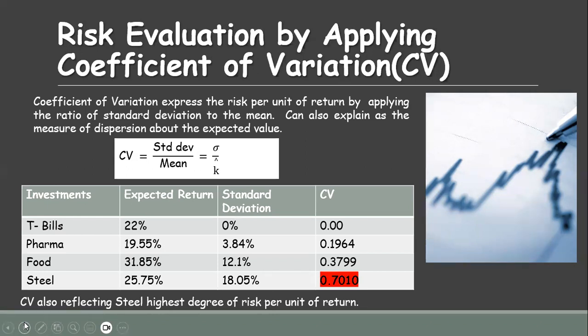So both the measures, standard deviation and coefficient of variance, identify the steel sector as the maximum risky sector.